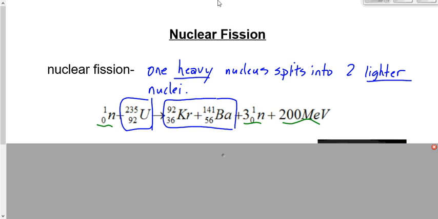Now, why are those three neutrons there on the right-hand side? Essentially to balance the equation. If they're not there, then the mass number doesn't balance out. Sometimes you see a fission reaction where three neutrons are produced, sometimes four, sometimes two. It all depends upon what nuclei are produced and how many neutrons you need to make sure it's balanced. Now we also have some energy produced there as well.